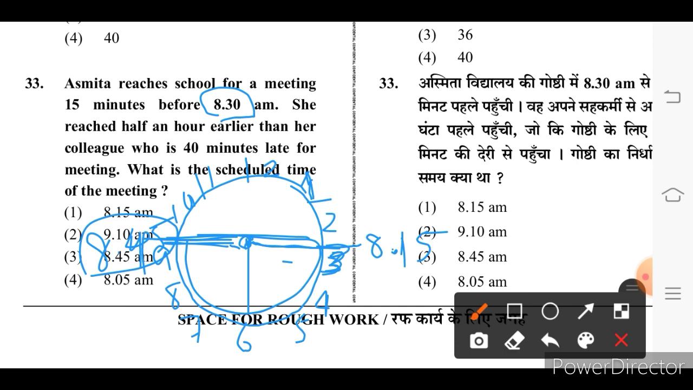Then her colleague is 40 minutes late for the meeting. From here to here is 30 minutes, so from here, 10 more minutes. Here 30 minutes are already completed, and here 10 minutes. So what is the time here? 8:05. The fourth option is correct.